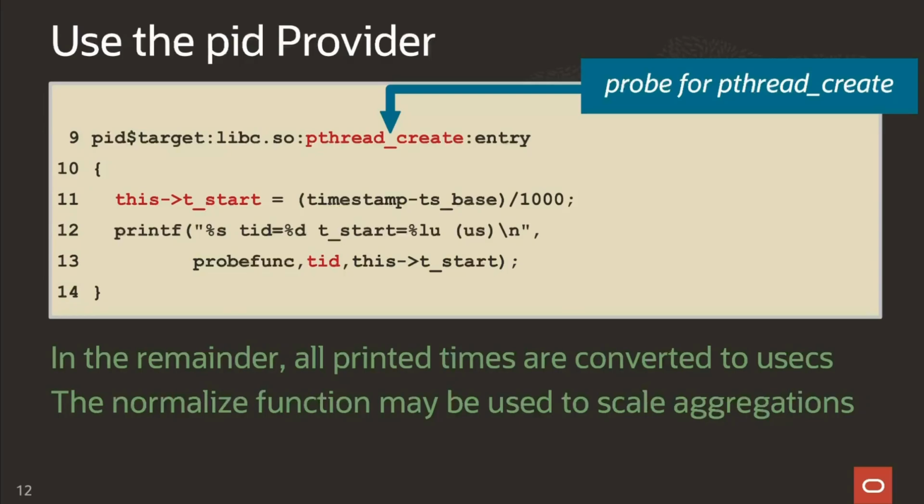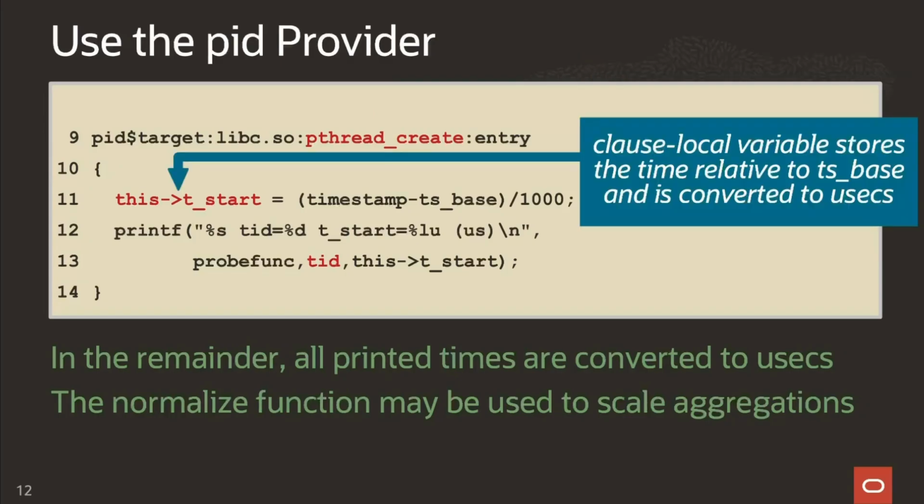That is defined from lines 9 to 14. At line 11, we use that variable timestamp and we subtract ts_base from it. We convert to microseconds by dividing by 1000. Because these are nanosecond numbers, they're very, very large and they're generally not very meaningful. It's quite common to convert it. In this case, we convert it to microseconds by dividing by 1000. That happens in line 11.